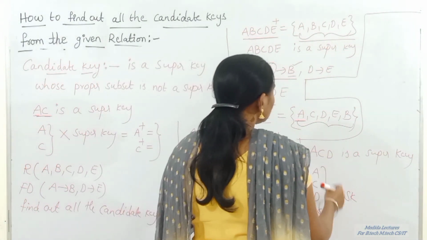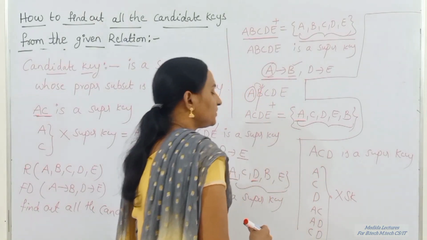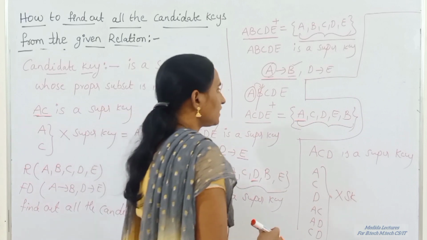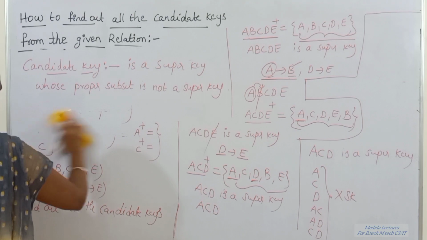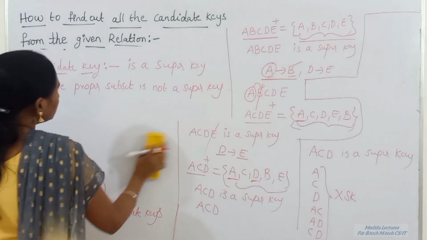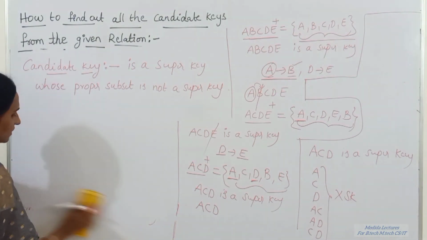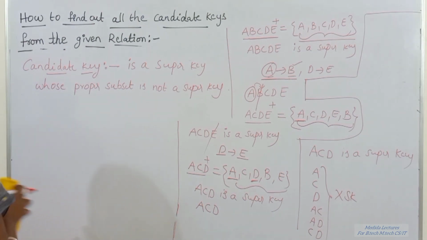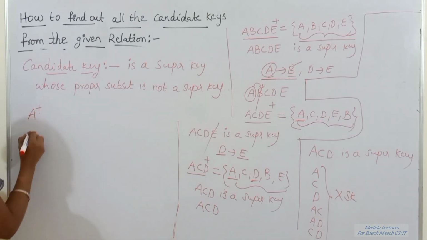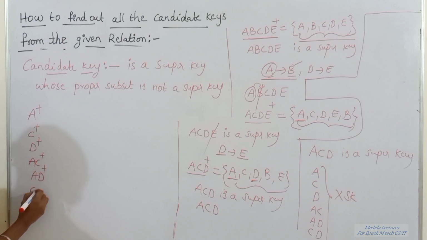So how do we find out whether these proper subsets are super keys or not? If you want to find out whether any attribute or set of attributes is a super key or not, you have to find the closure. Only then will you know. So find the closure of all proper subsets: A closure, C closure, D closure, AC closure, AD closure and CD closure.